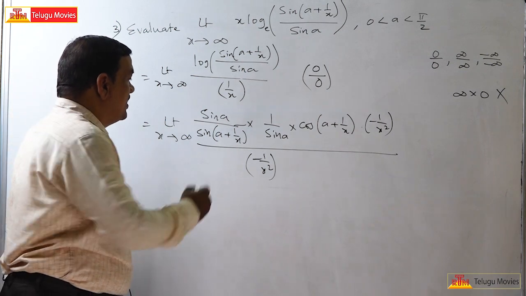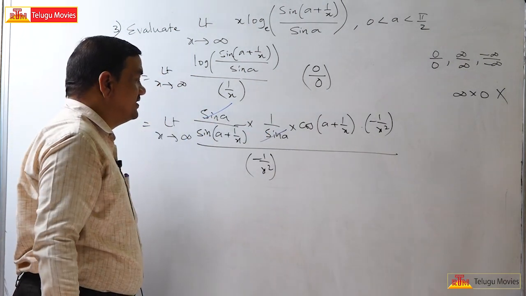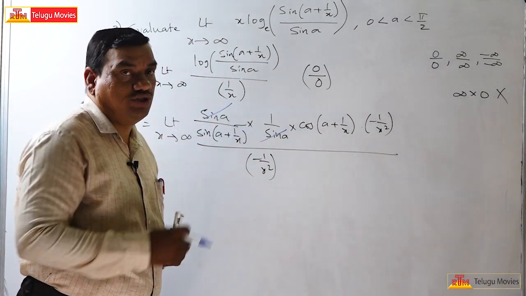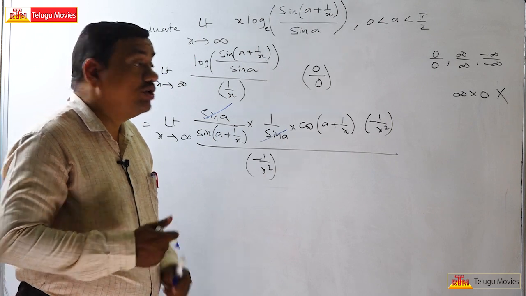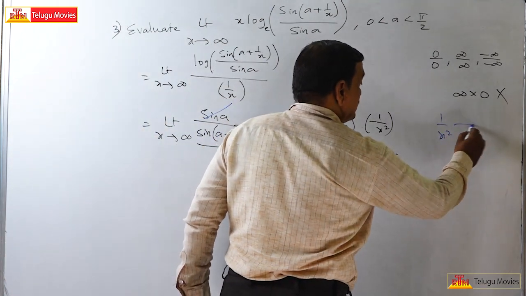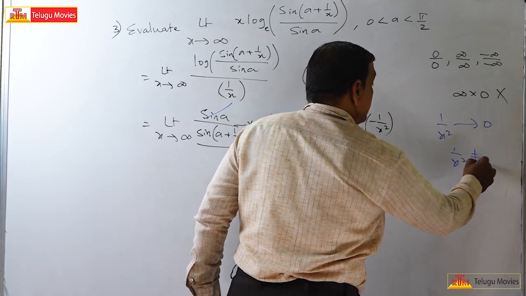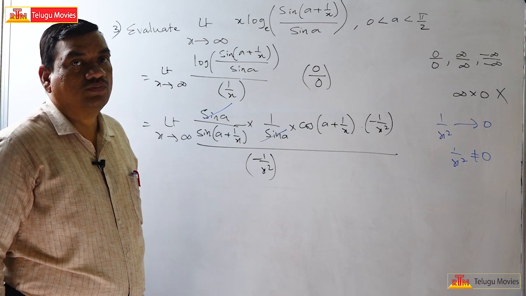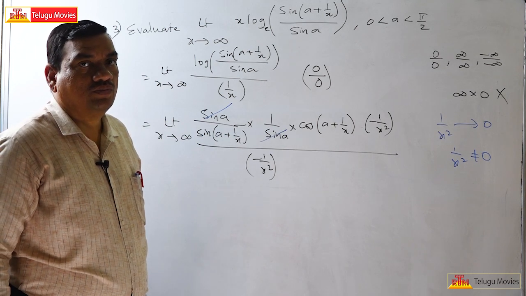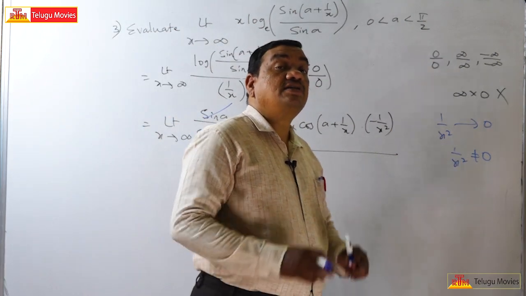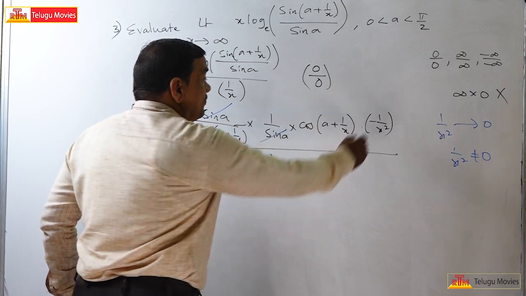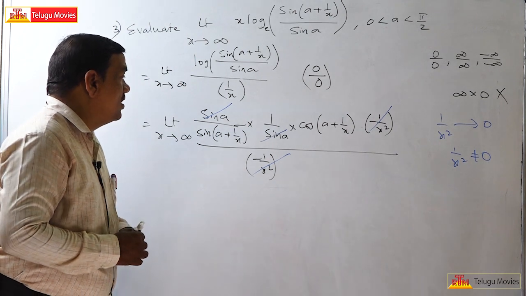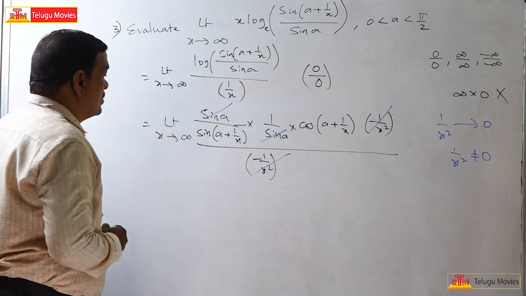Right. Now is there any more cancellation that takes place? Yes, cancellations are there clearly. Sine a will cancel. As x approaches infinity, 1 by x square approaches 0, but it is not equal to 0. Try to understand here: 1 by x square approaches 0, but 1 by x square is not equal to 0. Therefore, we can cancel these two since they are not 0.